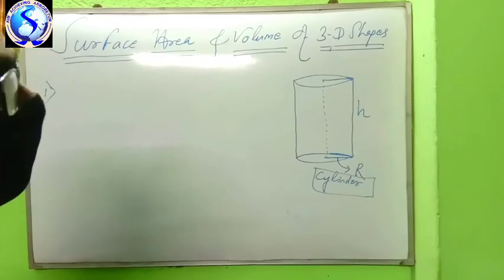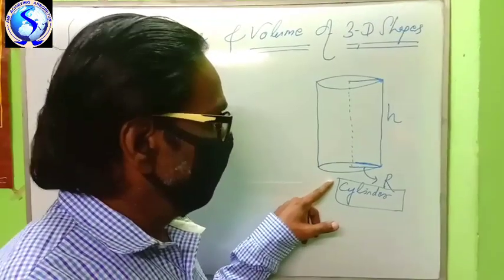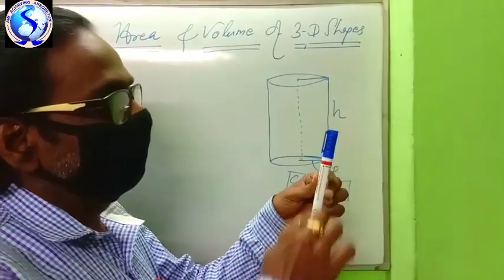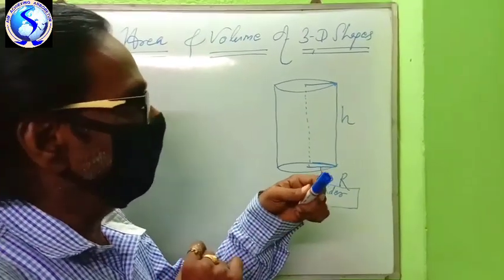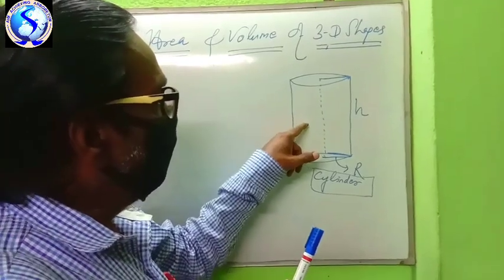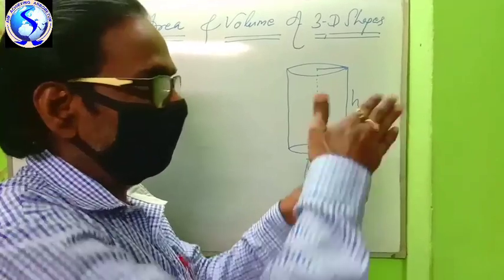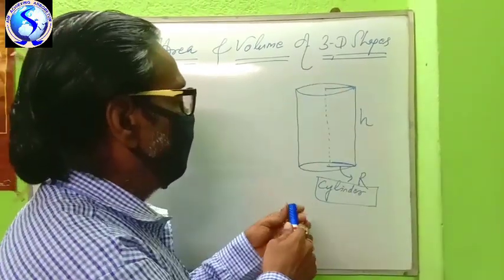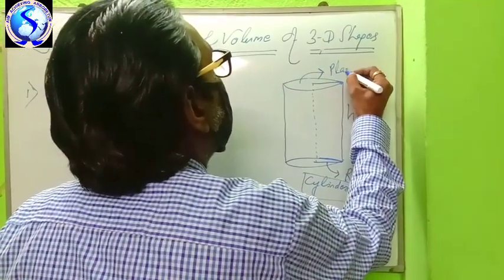Hello friend, next I am taking a 3D shape like a cylinder. It is a cylinder, just like this. This is the height, and this is the plane surface. This is also a plane surface. And this one is the curved surface. That means a cylinder has one curved surface and 2 plane surfaces. One is plane on this side, another is on the down side.